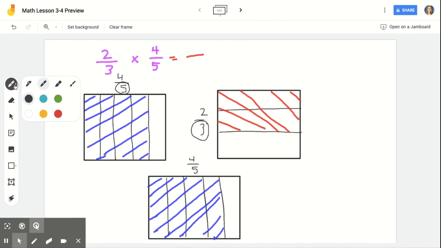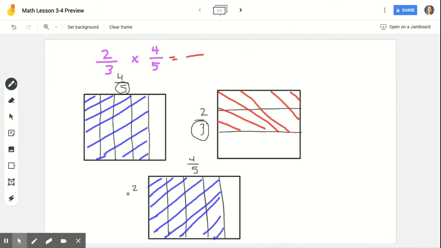Now, on this side, we're going to basically be overlapping them. We're going to write 2/3. I want to know what 2/3 of 4/5 is. So I'm going to write 2/3 here. I'm going to split this up into 3 parts using lines. So I'm going to put one part here, 3 total parts. And remember, same steps that we just did.